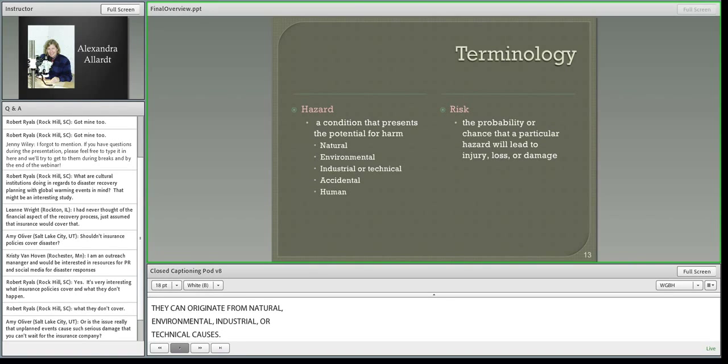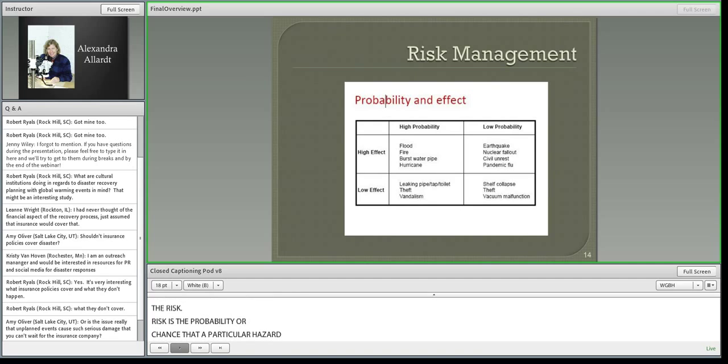The other term that I will be using is risk. Risk is the probability or chance that a particular hazard will lead to injury, loss, or damage. So all hazards, and we are focusing on man-made and natural hazards in this class series, have a risk or probability of happening. Risk management is how you go about evaluating what kind of effect hazards have on collections, the probability of it happening, and how you can best apply available resources to minimize the chance that those hazards will negatively impact your collections.